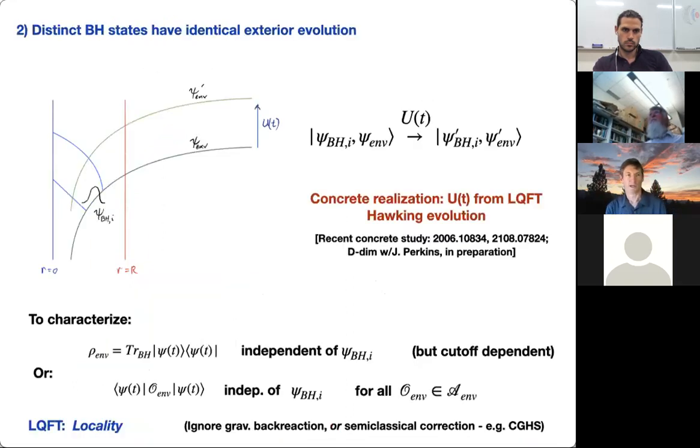We'll talk more about that. Okay, next, distinct black hole states have identical exterior evolution. Well, again, we can illustrate that in this kind of picture. We have an initial slice like I described, and evolution to a later slice.